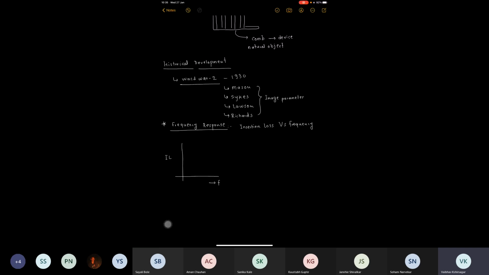So initially when the insertion loss is less, near to zero, that means there is no insertion loss. If there is no insertion loss, the signal will propagate easily. So this particular section over here, where the insertion loss is minimum, this particular region we call a pass band. This is called a pass band.